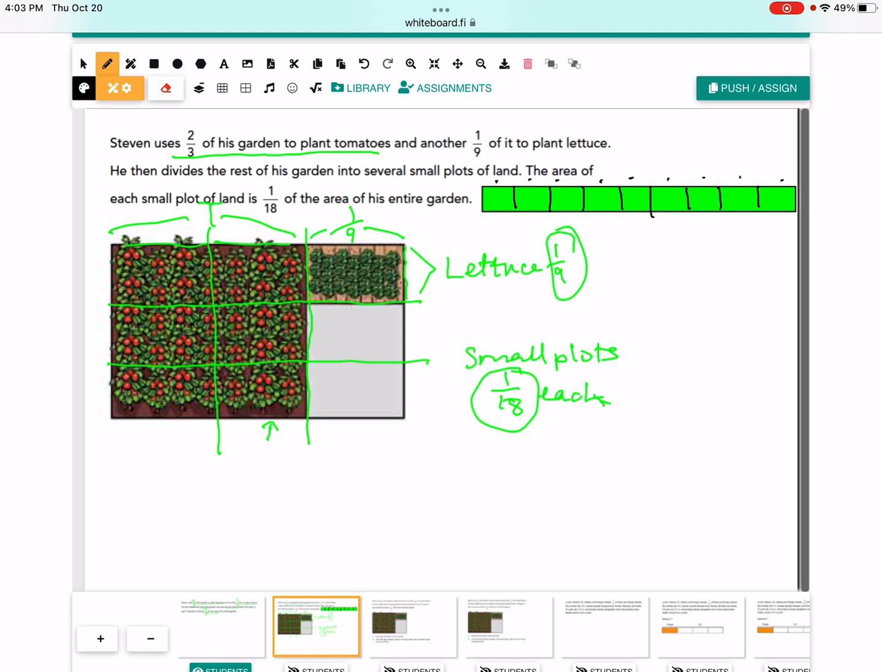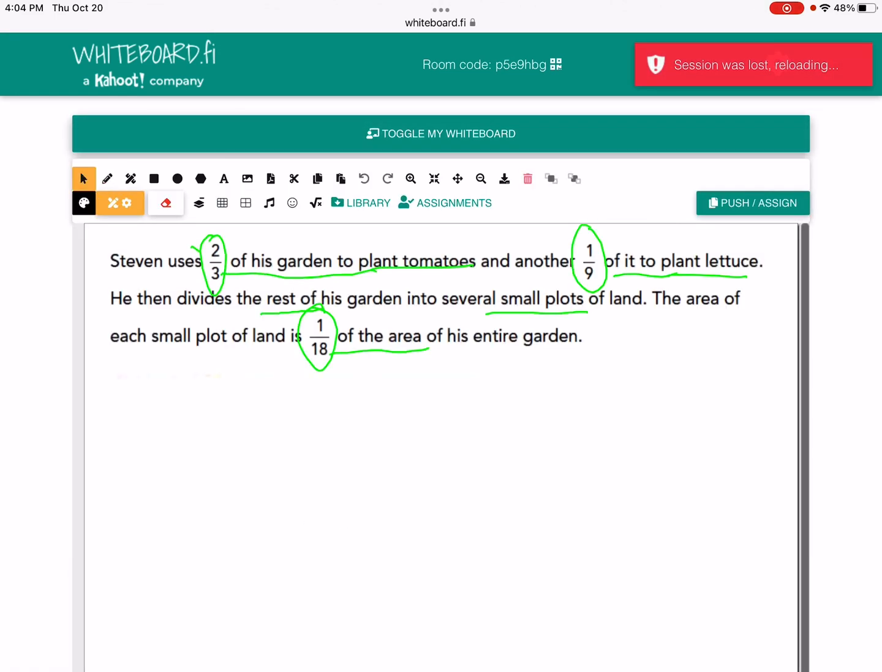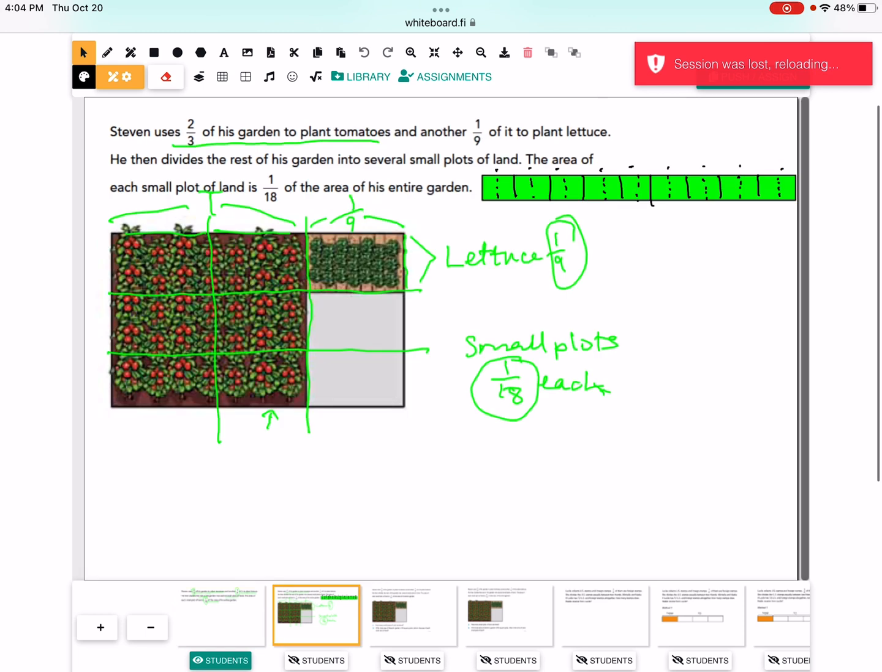Well, if you said to divide each box in 2, you would be correct. So I'm going to go ahead and divide each box in 2. All right. And now, hopefully I'll get my whiteboard back and it will be intact when it comes back. I keep losing my connection for whatever reason. And here we go. We will see that there are 18 of these squares.